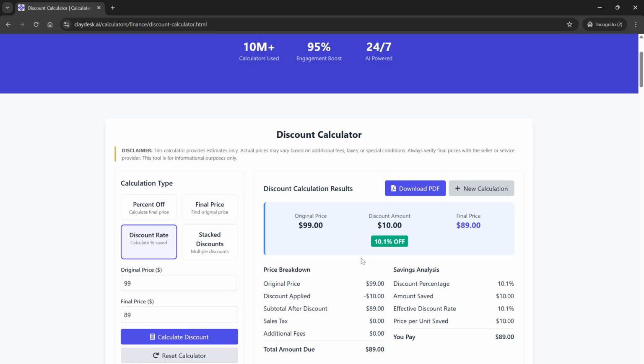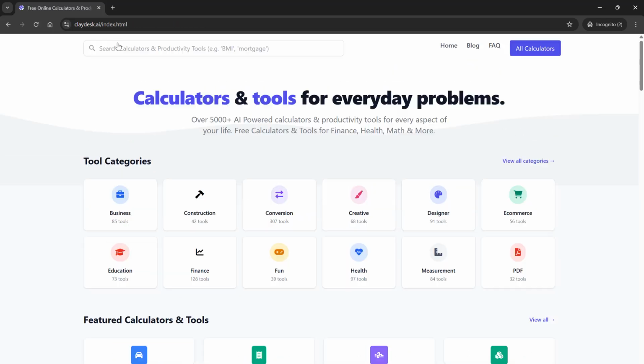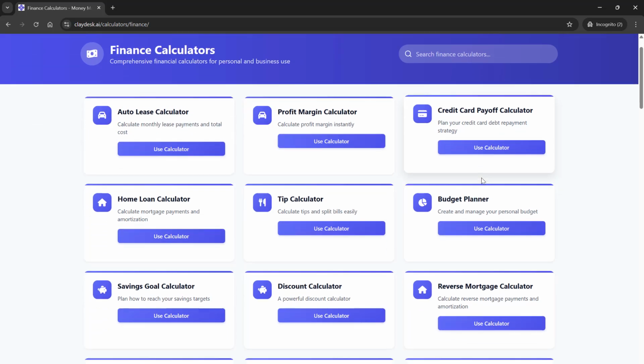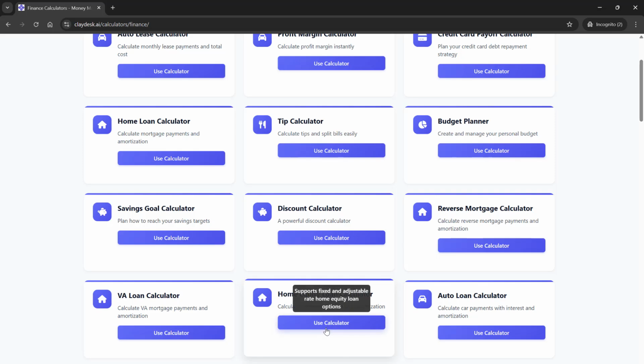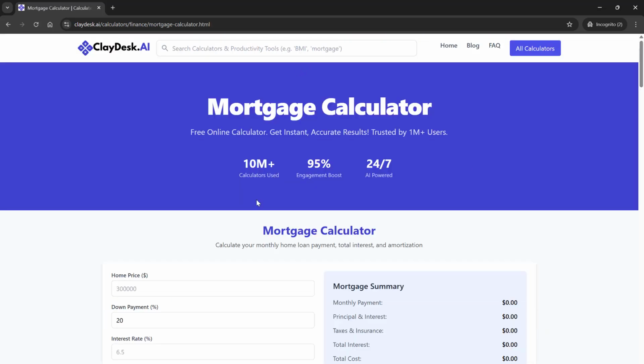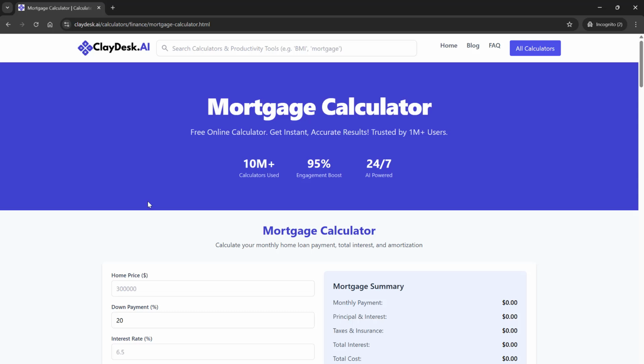So likewise, you can take a look at and use our calculator called the discount calculator. Now there are thousands and thousands. You can simply navigate to claydesk.ai and choose any one of these categories. For example, if I go to finance, then you can take a look at auto lease, credit card payoff calculator, auto loan calculator, home equity, mortgage calculator. If I need to find out the mortgage, in the same way, you can simply enter the home price and so on. So I hope this makes sense.